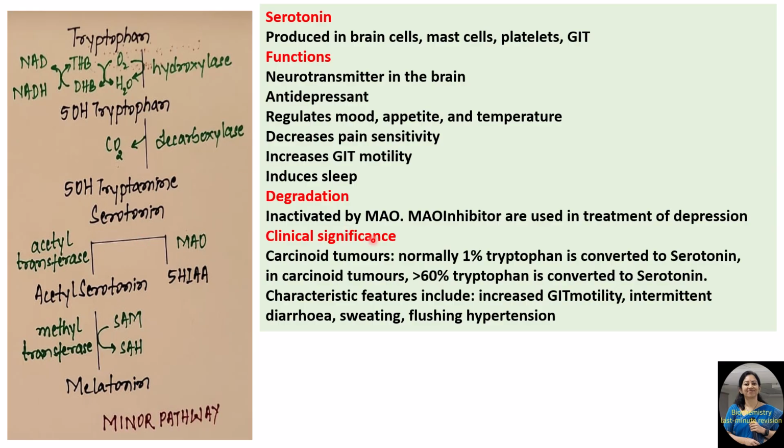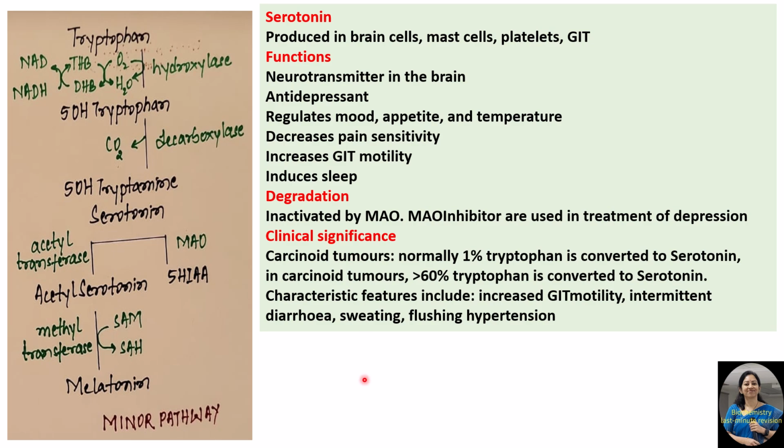Coming to the clinical significance of serotonin, this itself is asked as a 3-marker question, or it can be asked as a 5-marker question. Carcinoid tumor: normally 1% of tryptophan gets converted to serotonin, but in carcinoid tumor more than 60% of tryptophan is getting converted to serotonin. So the characteristic features include increased GIT motility, intermittent diarrhea because there is increased turnover of the GIT cells, sweating, flushing, and also hypertension. These are the characteristic features of carcinoid syndrome.